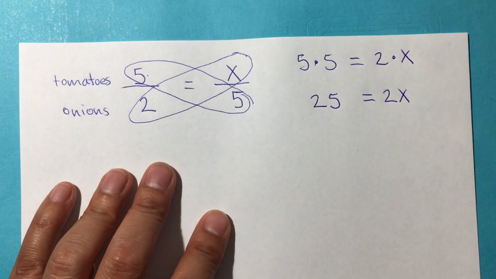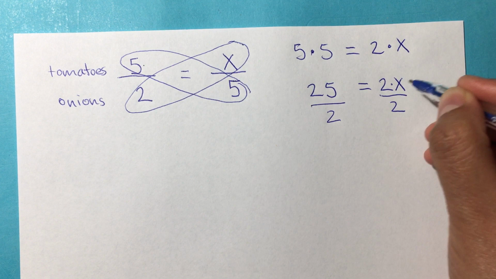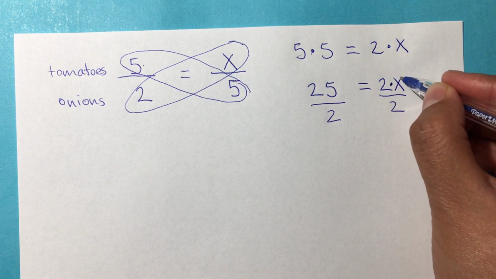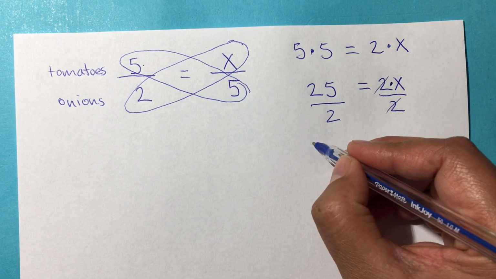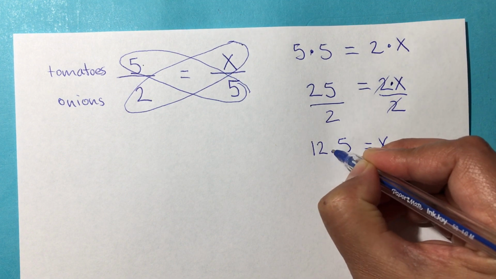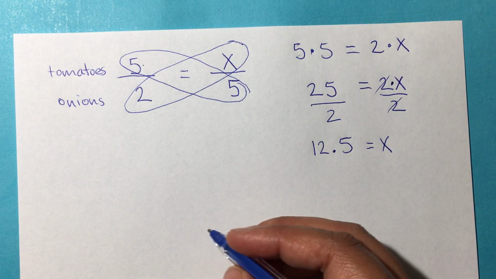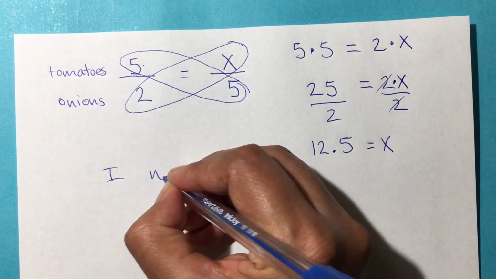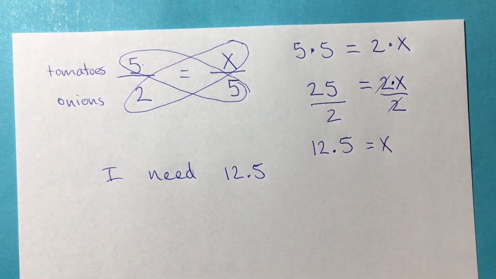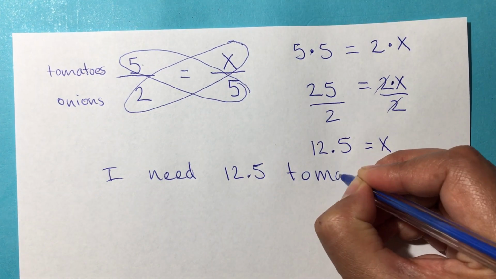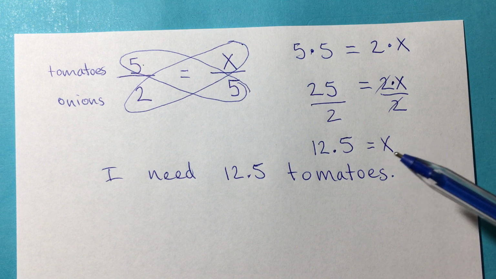If we're multiplying, the opposite is to divide by 2, always getting rid of whatever is the coefficient of x. And so x is equal to 12.5. That means that I need 12 tomatoes and half of the next one, okay? So that will be the answer. I need 12.5 or 12 and a half tomatoes. And so that's solving exact proportions.